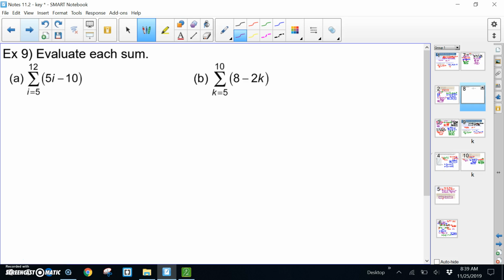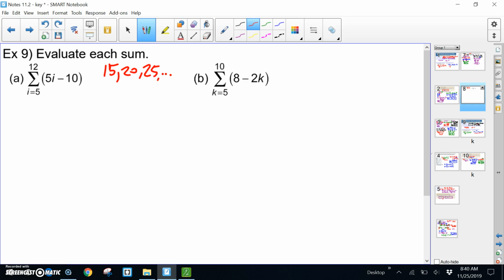Now, one thing that you could do is just start plugging numbers in. Okay, you're plugging in 5. If you plugged in 5, that'd be 5 times 5 is 25 minus 10 is 15. And then if you plugged in the next number 6, 5 times 6 is 30, minus 10 is 20. And then plug in 7, that's 35 minus 10 is 25, and so on and so on. So you could find the individual terms and just find the sum a different way.